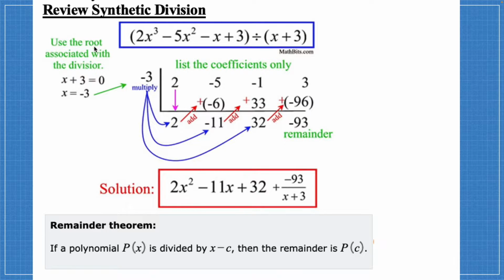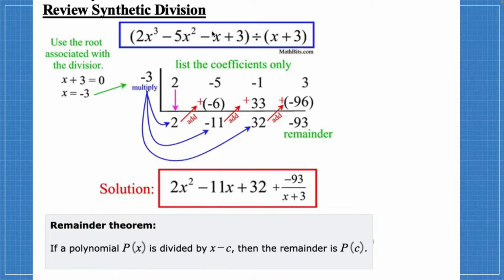So with this method, in the front here, you're using the divisor, but you're going to use the root associated with the divisor. So it's telling you to divide by x plus 3. So then you say x plus 3 equals 0, and if you solve for x, you get negative 3. So that's why it's a negative 3 out here. Whatever you're dividing by, you basically solve for 0 real quick, and that's the number that you're going to divide.